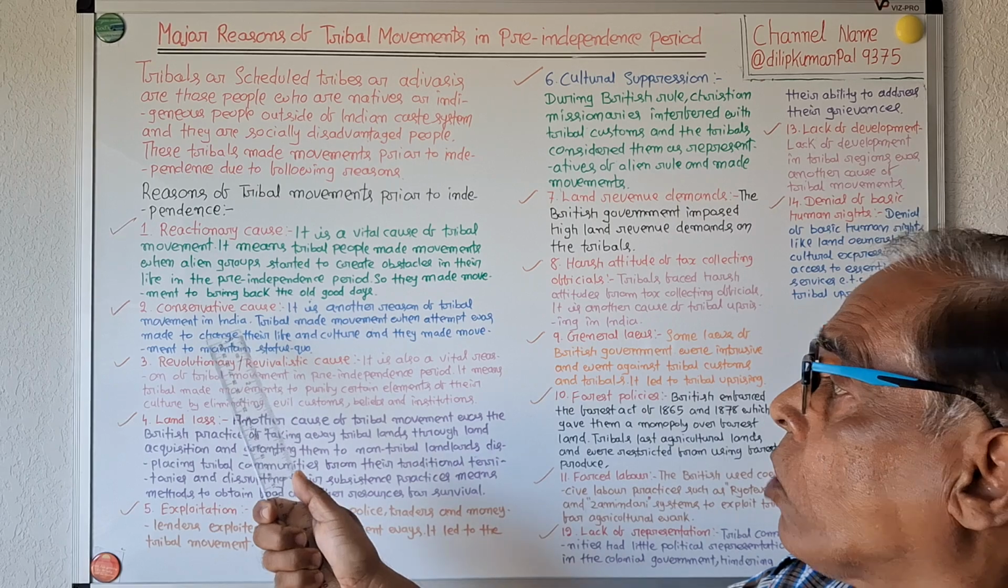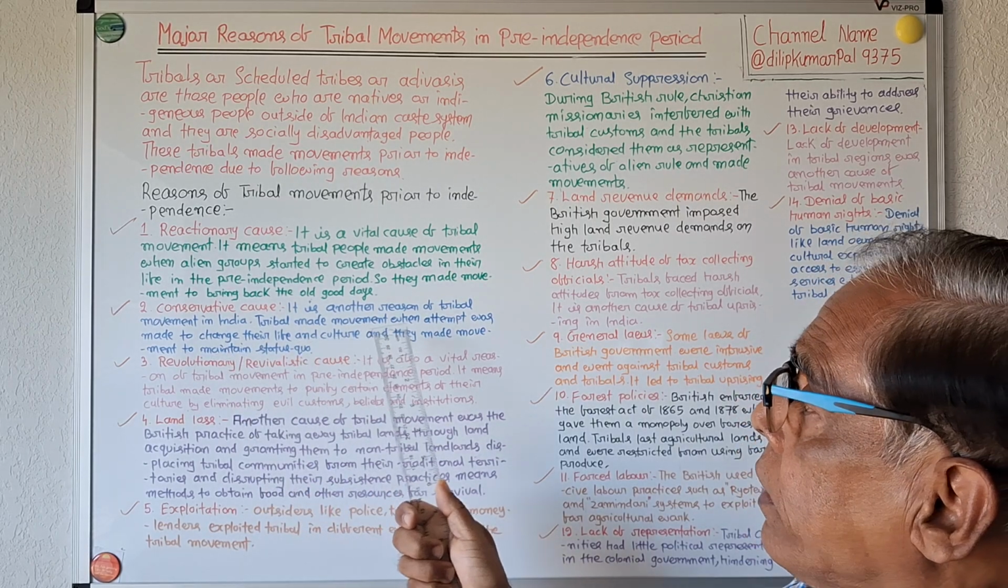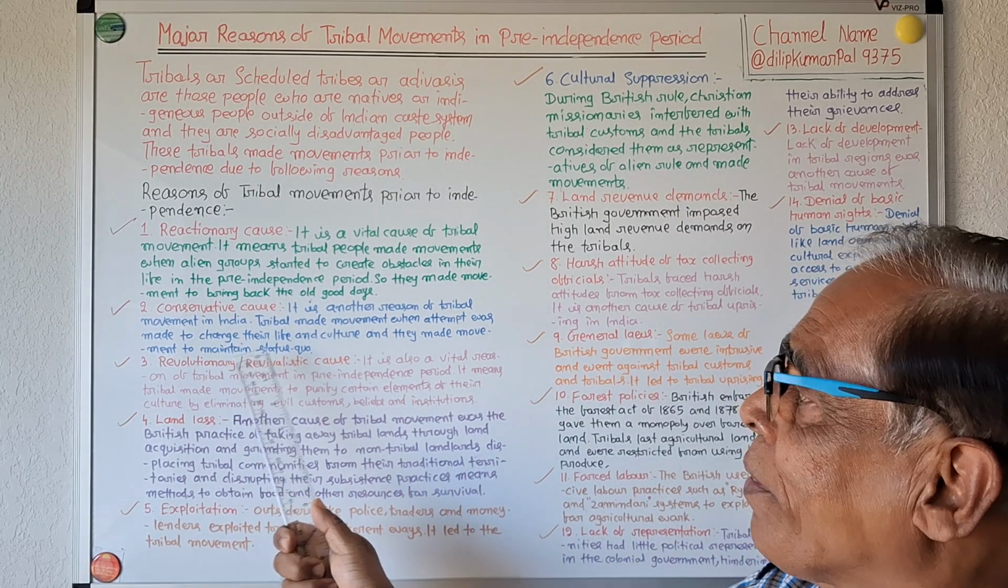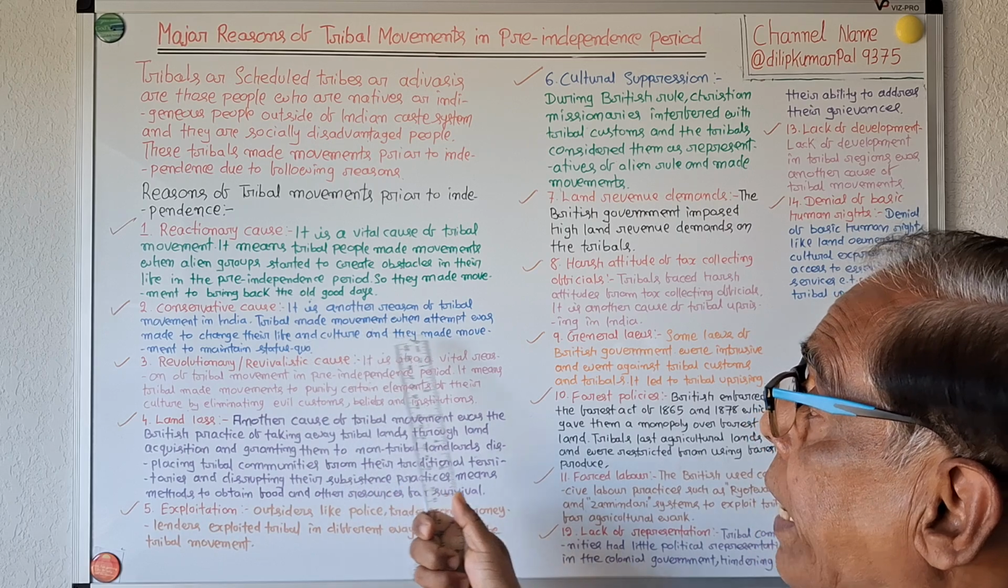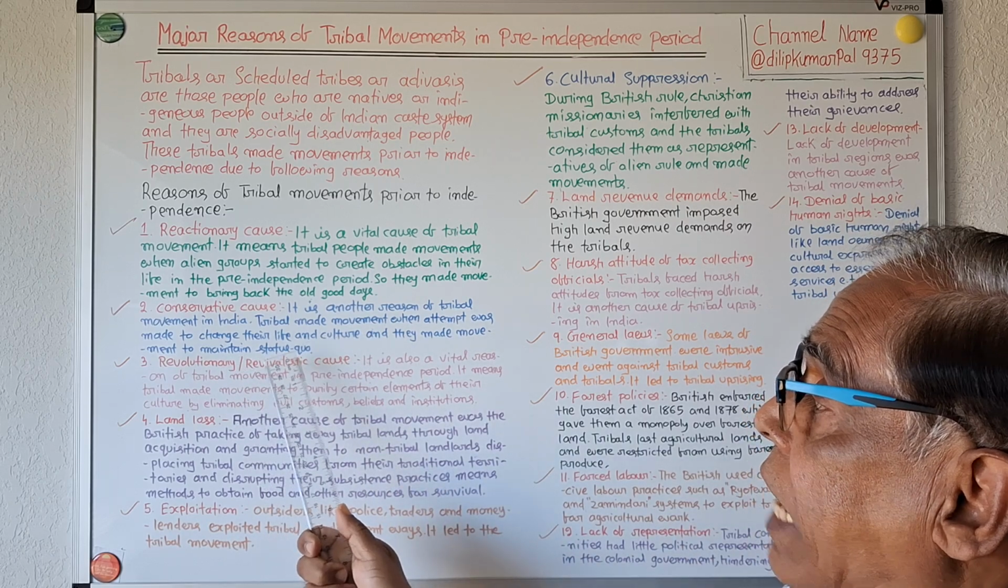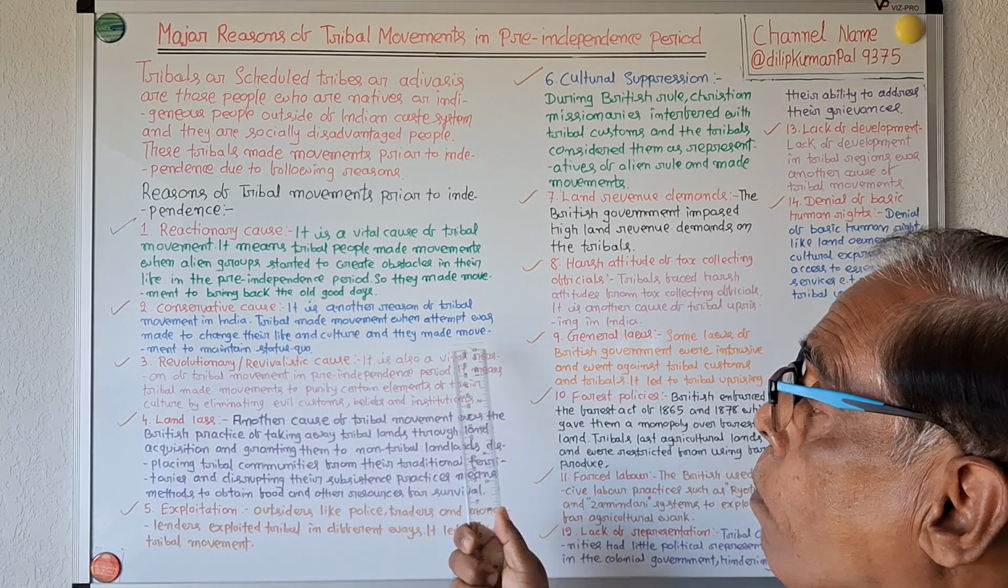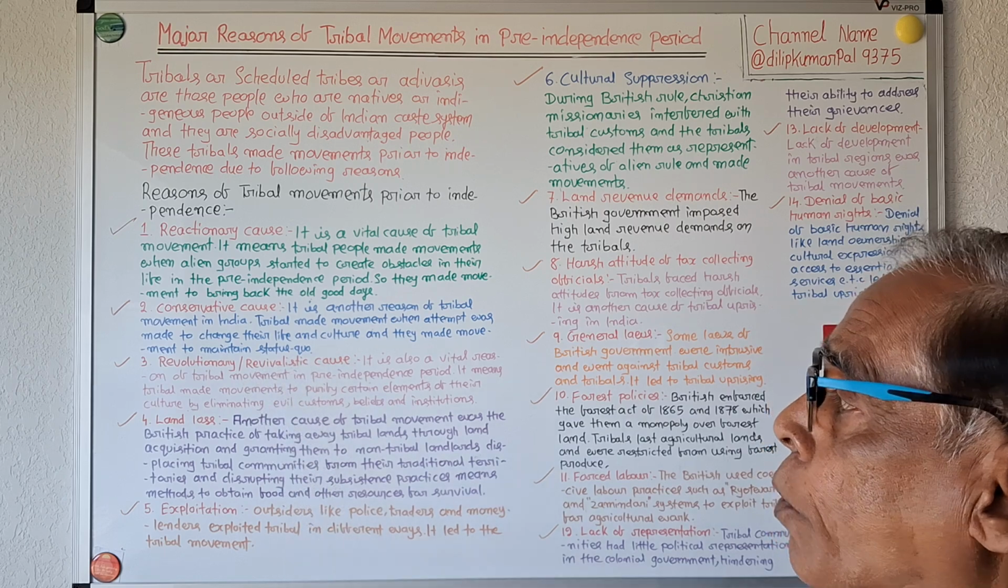Number two, conservative cause. It is another reason of tribal movement in India. Tribals made movements when an attempt was made to change their life and culture, and they made movements to maintain the status quo.